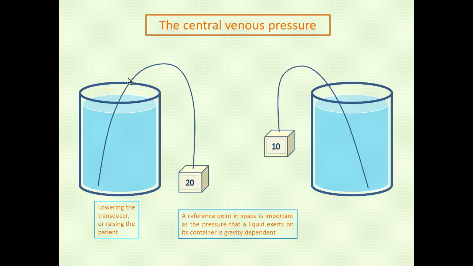So just sort of a clinical correlation here. This scenario would be similar to lowering the transducer or raising the patient relative to the transducer, and conversely this would be like raising the transducer or lowering the patient relative to the transducer. You can see that this scenario will lower the CVP and this scenario will raise the CVP.